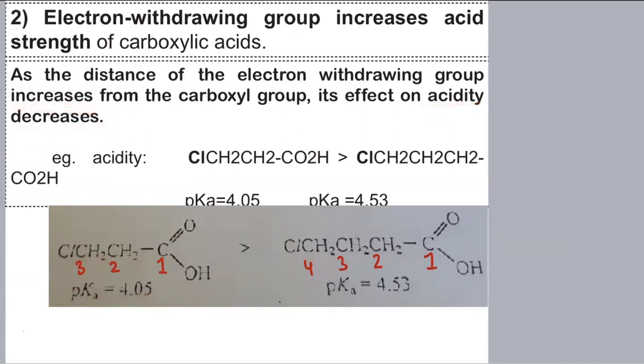So basically your chlorine is much further away, so it is not as effective at withdrawing electron density from the anion. Closer to the COO minus, the more effective it is, the more electron density you can remove. So you can see that the chlorine that sits on the 3rd carbon is more acidic compared to the chlorine that sits on the 4th carbon, which is less acidic.